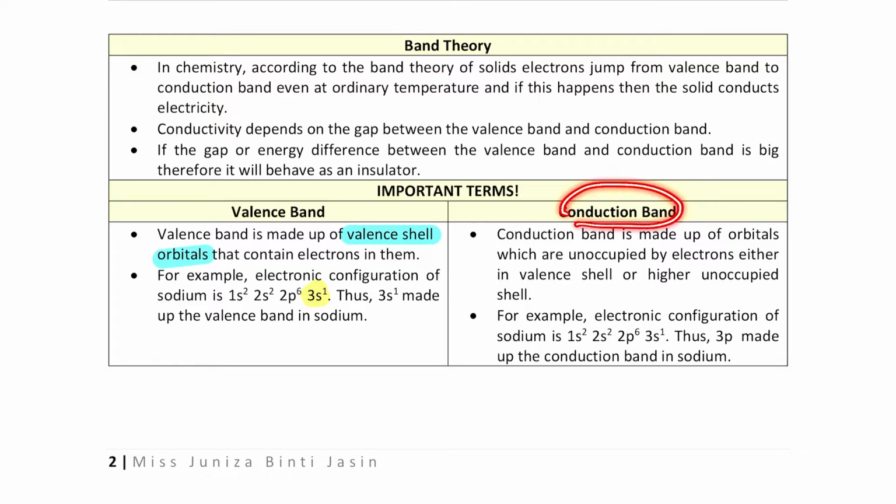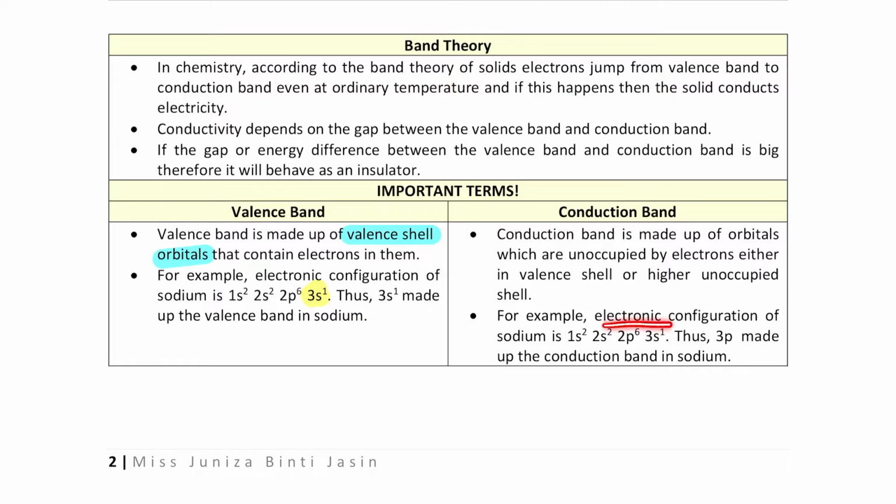Next, let us jump to conduction band. Conduction band pula is made up of orbital which are unoccupied by electrons, either in valence shell or higher unoccupied shell. So conduction band, dia punya keyword dia adalah satu orbital yang tak ada elektron dalam tu. Dan orbital tu might be the valence shell ataupun higher unoccupied shell. Kiranya dia boleh shell yang sama macam valence tapi kosong elektron dia dekat orbital tu, ataupun orbital yang lebih tinggi daripada valence tu.